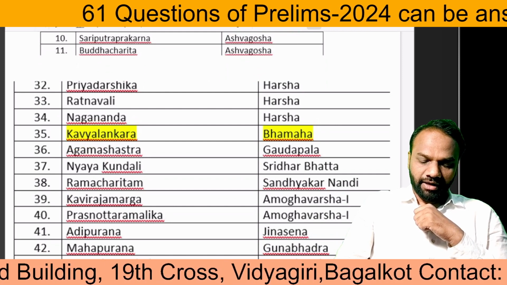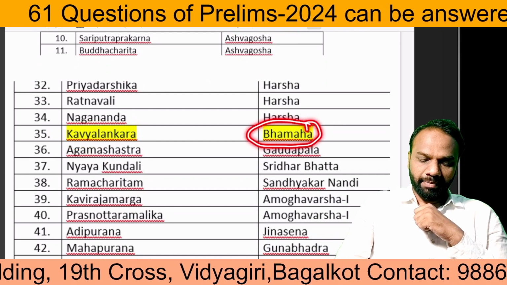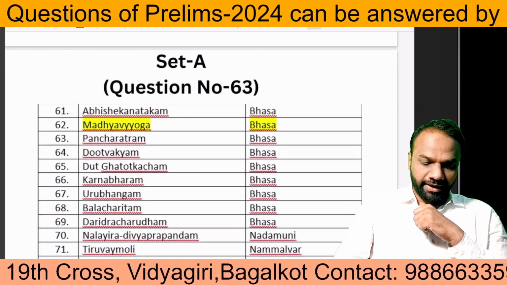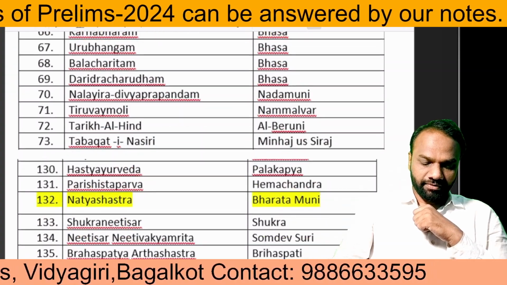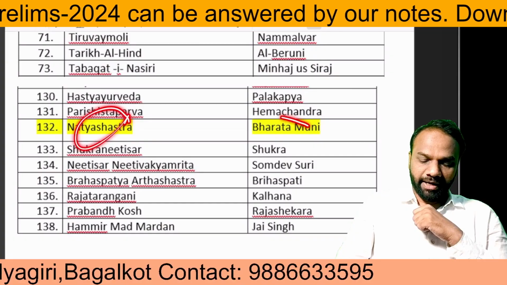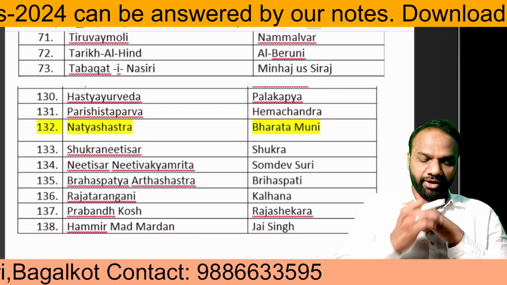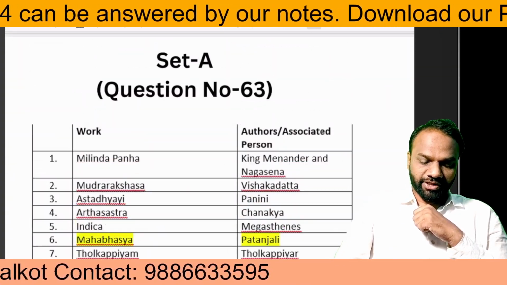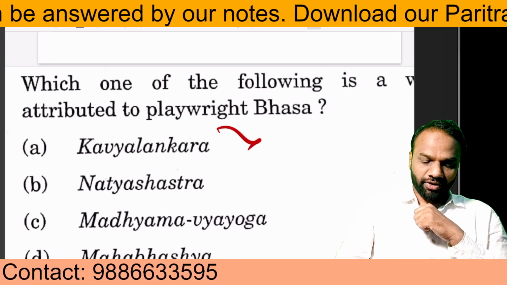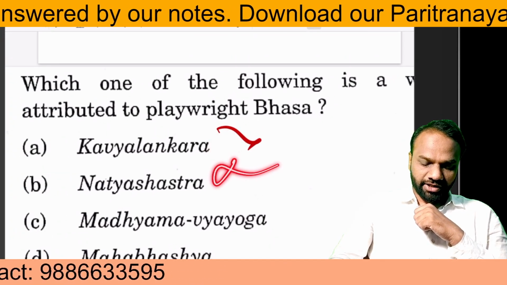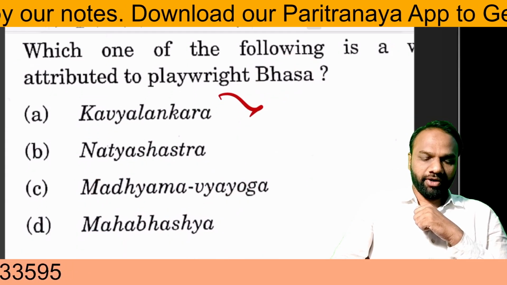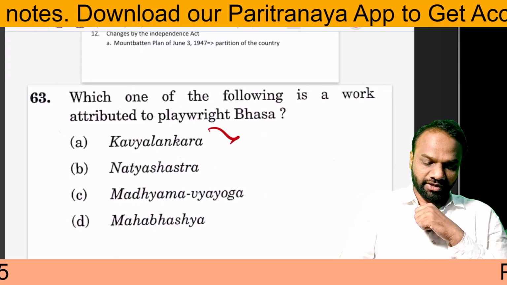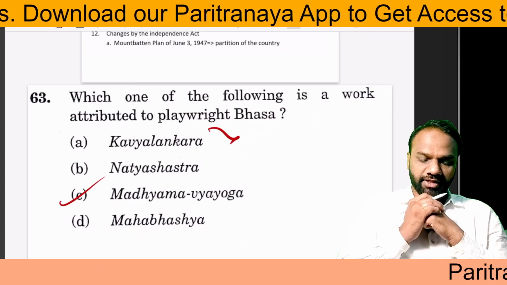Kavyalankara has been composed by Bama. Madhya Vayoga has been compiled by Bhasa, and Natya Shastra has been compiled by Bharata Muni. So based on this, we can answer that. It is not Kavyalankara, not Natya Shastra, not Mahabhashya. So Bhasa has written what? Madhyama Vayoga. So the answer for this question is C, Madhyama Vayoga.